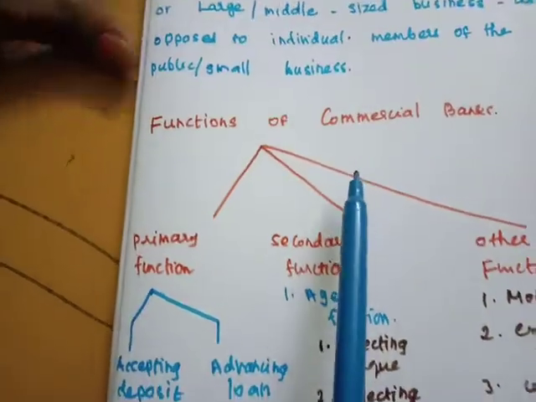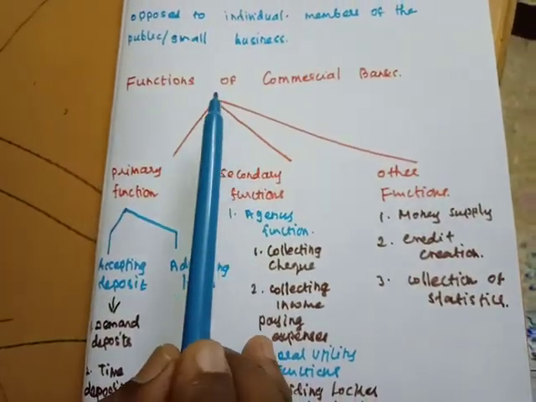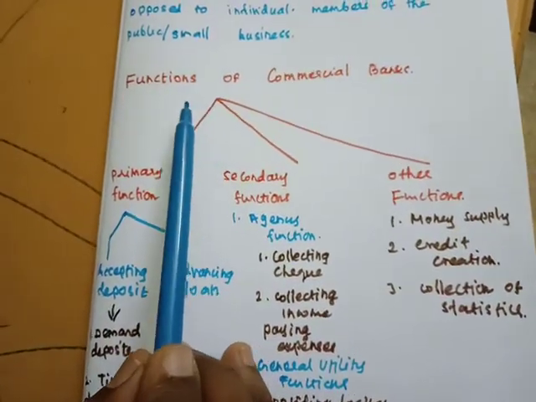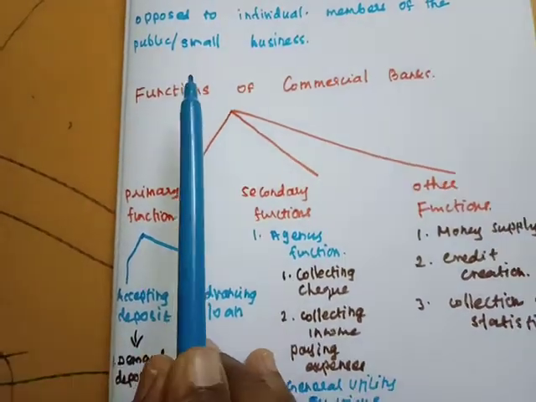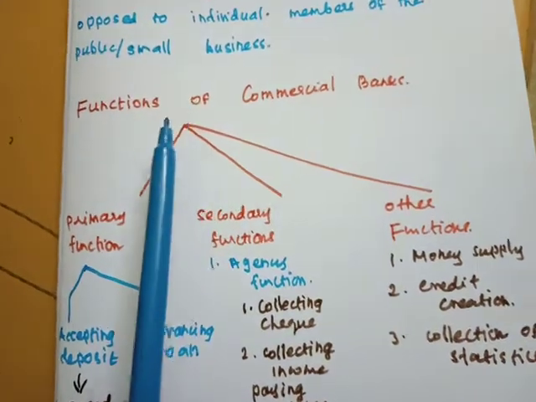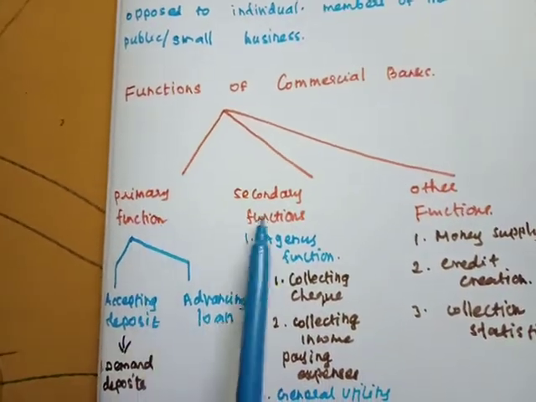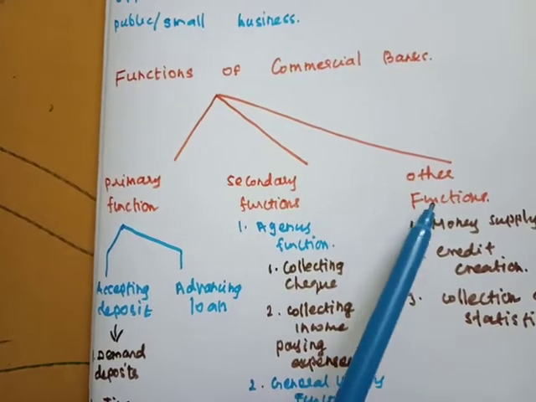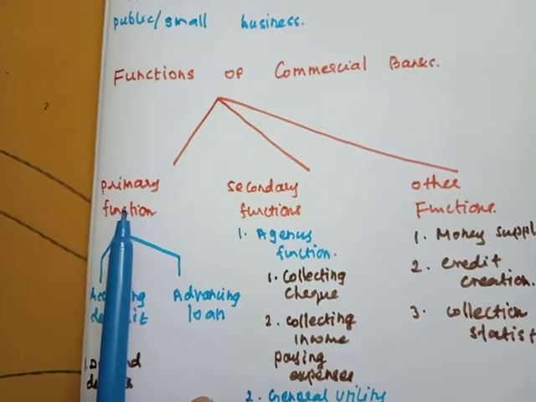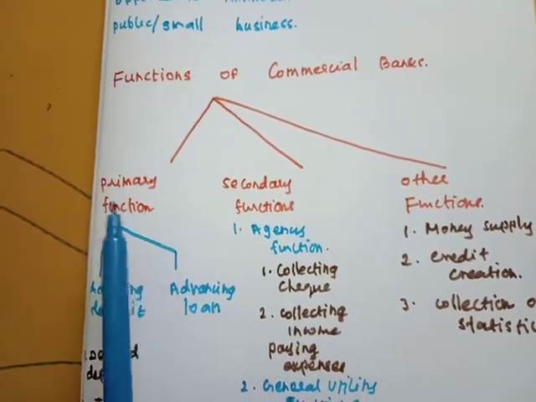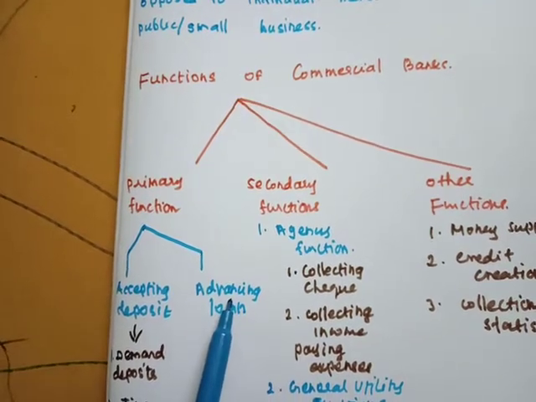And next we will move to the functions of commercial banks. Commercial banks have three important functions. One is the primary function, the second one is the secondary function, and the third one is other functions. In the primary function, we have two sub-functions. One is accepting the deposit, and the second one is advancing the loans.